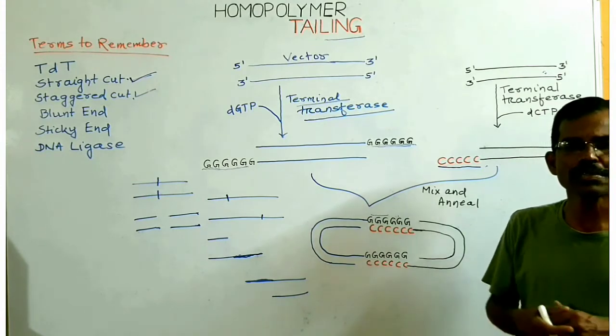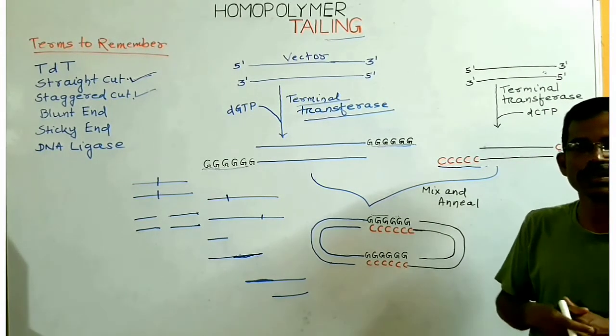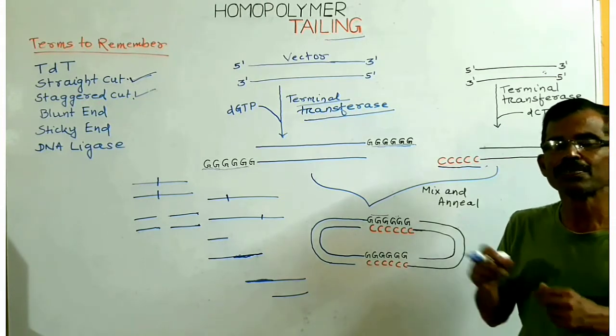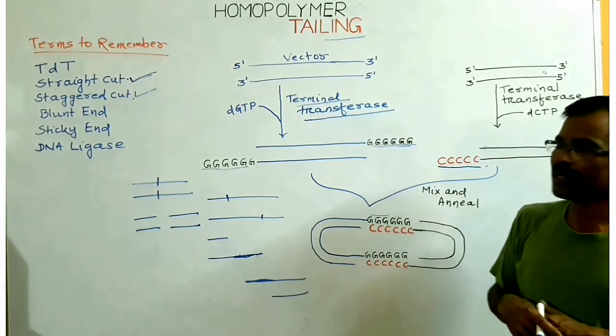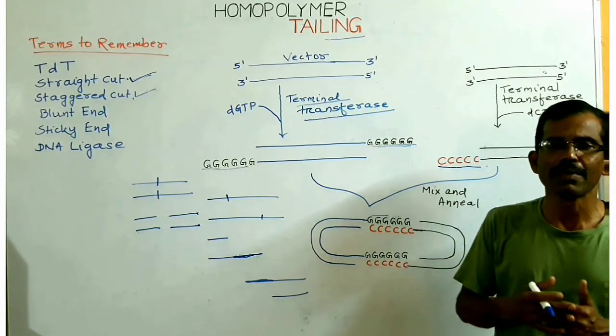By the process of homopolymer tailing, we can also incorporate radio-labeled nucleotides at the end of a DNA molecule. So homopolymer tailing is also useful in nucleic acid labeling.